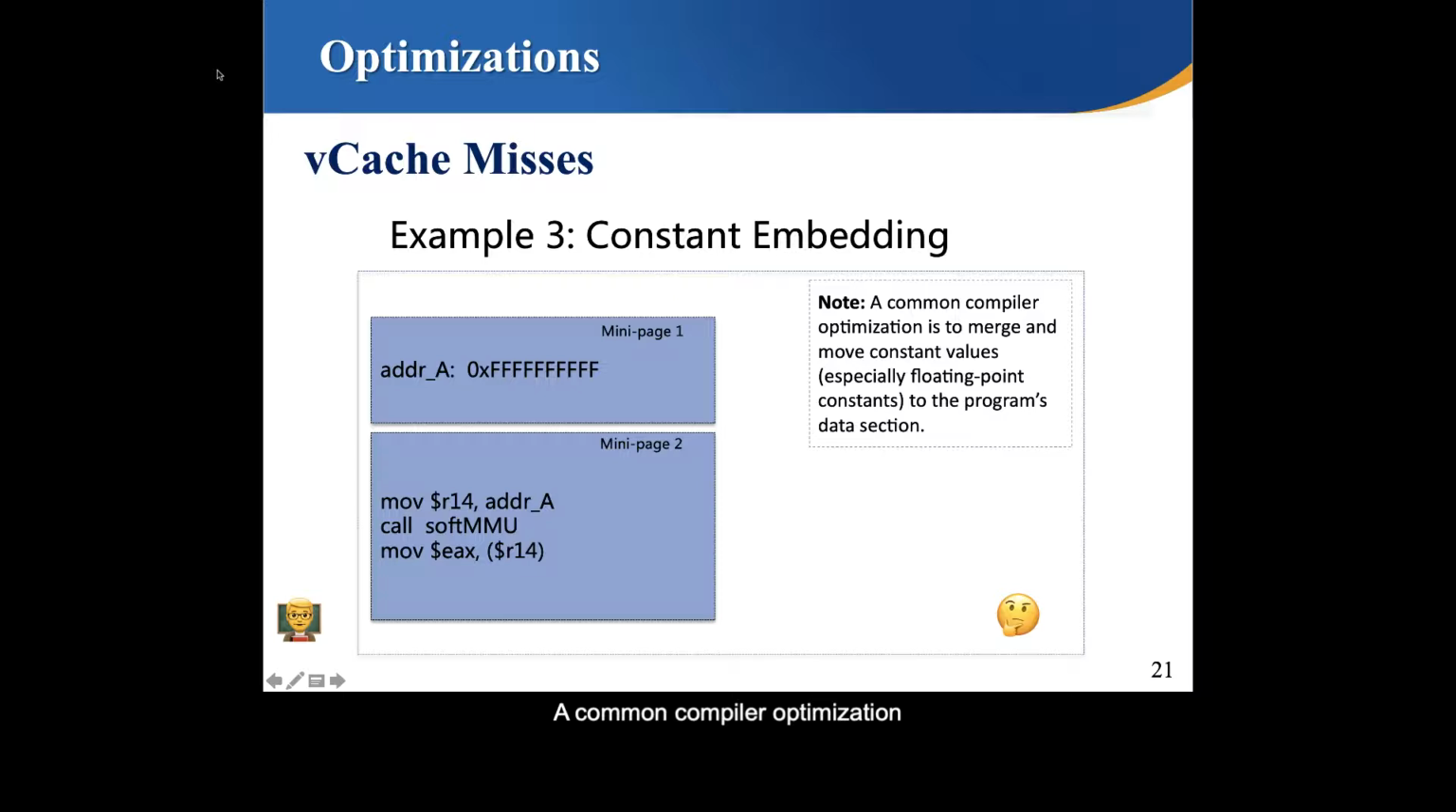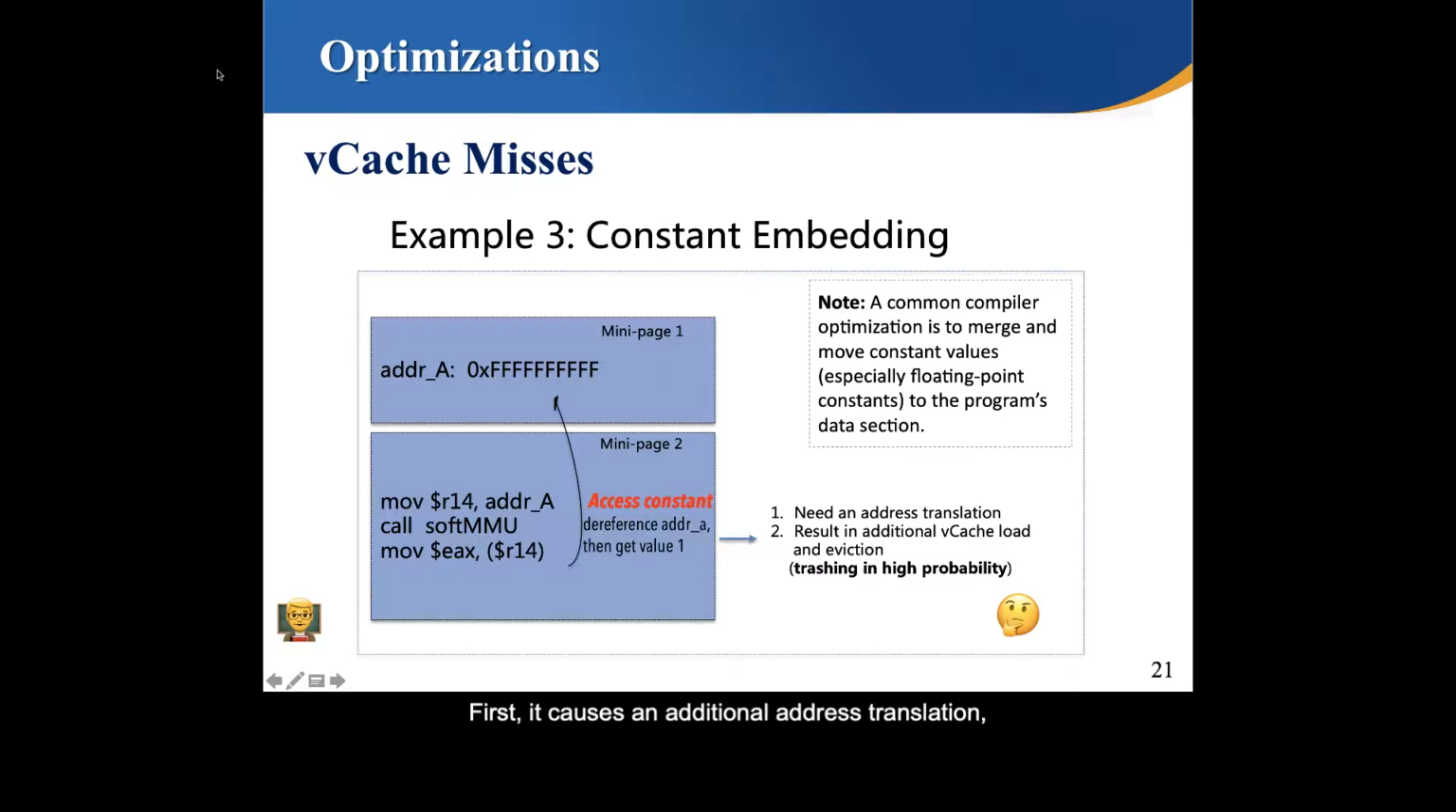A common compiler optimization is to merge and move constant values to the program's data section. Thereafter, it loads these constants from the memory into registers during the runtime. However, this causes troubles for Closkye enhanced programs. First, it causes an additional address translation, which is expensive. Second, an access to a constant value in the data section would require loading its corresponding minimum page into the data vcache. Due to the limited size of the data vcache, it may finally result in vcache thrashing.